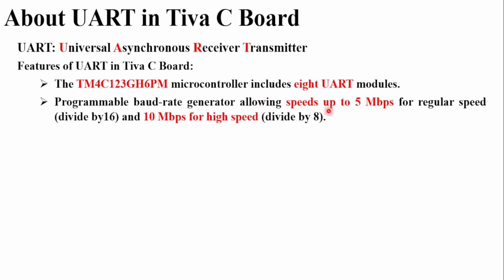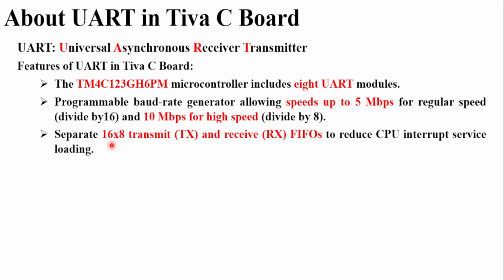These modules can be configured at a baud rate of 5 megabits per second or 10 megabits per second for high speed communication. For that, we just have to change the module's clock division by 16 or by 8 respectively. So remember, we can choose two different speed rates or baud rates: one is 5 Mbps and the second is 10 Mbps.